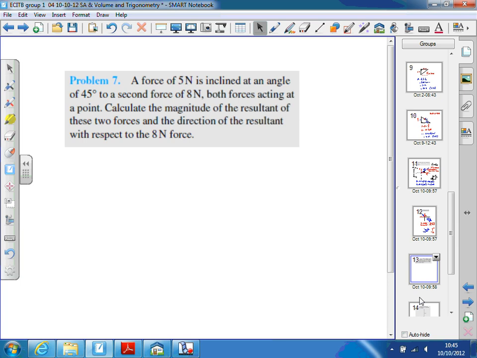8 Newton force. So what we do is we draw the 8 Newton force as being our horizontal, because we're after what the resultant of these two forces is with respect to that. So that's going to be our start point. Now we draw the 5 Newton force inclined at an angle of 45 degrees to that. So we draw a second force of 5 newtons at an angle of 45 degrees. And what we're after is the magnitude of the resultant of these two forces and the direction of the resultant with respect to the 8 Newton force.